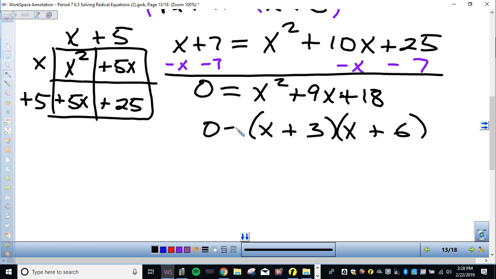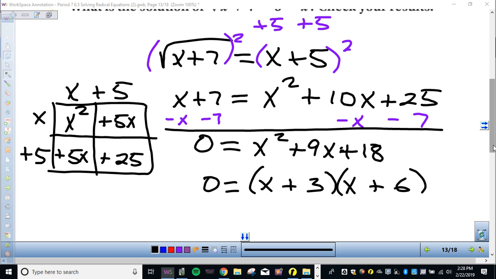Do not distribute that. You massively get it incorrect, and it will take every point off I possibly can, even if you got everything right.